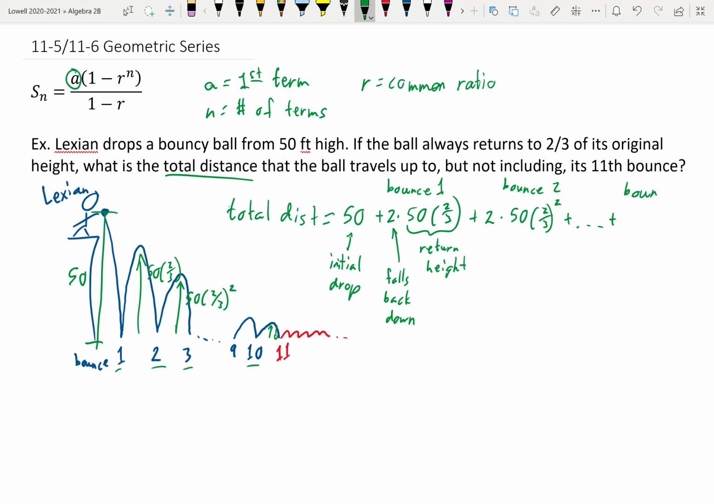At bounce 10 here. Oops, sorry, that's a C. Bounce 10, which is going to be 2 times 50 times 2/3 to the 10th. Okay. So again, that's just the setup for this problem.